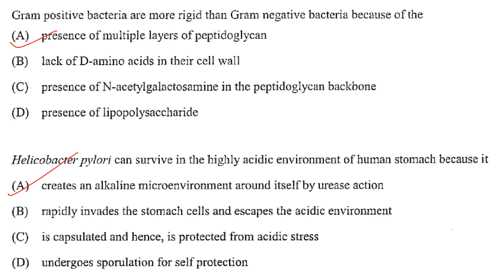Then next one. Helicobacter pylori can survive in the highly acidic environment of human stomach because it creates an alkaline microenvironment around itself by urease action. That's correct. Helicobacter pylori produces urease which catalyzes the hydrolysis of urea into carbonic acid and ammonia. The ammonia increases the pH around the bacterium, making it alkaline, and it provides a protective environment that allows it to survive in the acidic stomach. So the answer is option A.